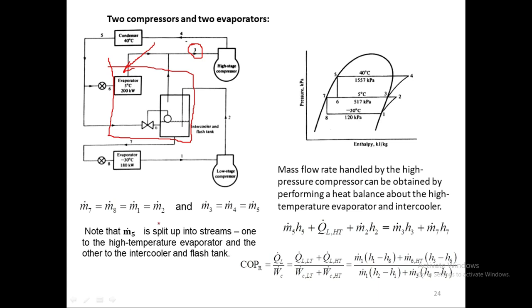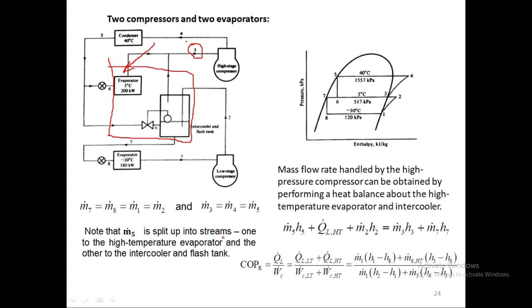And COP_R is Q_L divided by the work required by the compressor. Q_L will be the low temperature evaporator plus the high temperature evaporator, the refrigerating capacity of these two, and then the work required by these two compressors, the low temperature compressor and the high temperature compressor. Replacing the equations for them: M1 (H1 minus H8) plus M6 (H3 minus H6), divided by the two compressor work. Okay. So I hope you understand these equations.